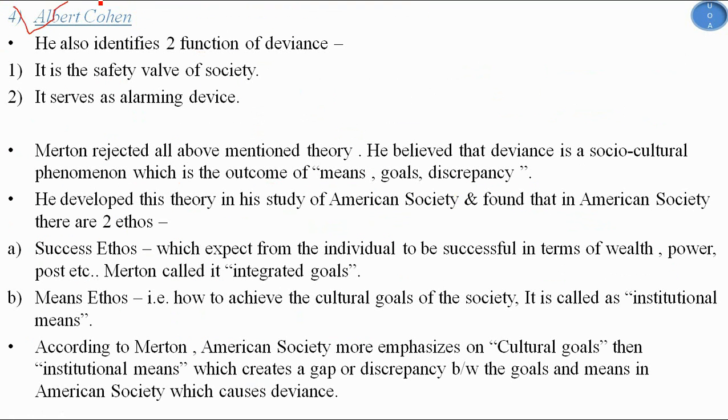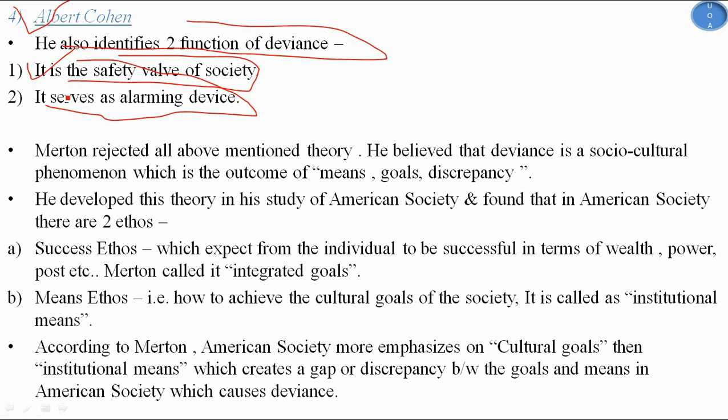Another theory is by Albert Cohen, and he also identifies two functions of deviance. The first is that it is the safety valve of society, and the second is that it serves as an alarming device for society. So basically Merton rejected all the above mentioned theories.